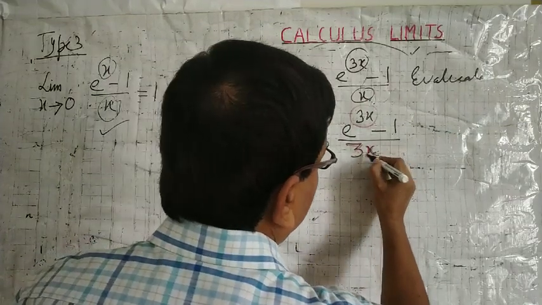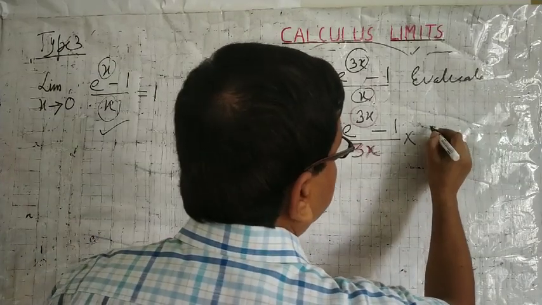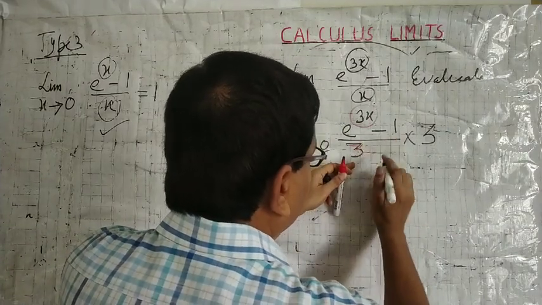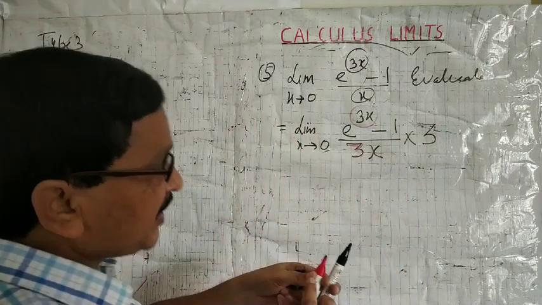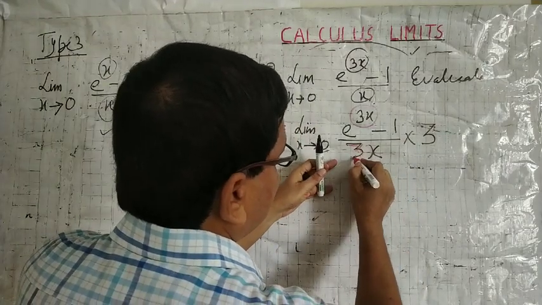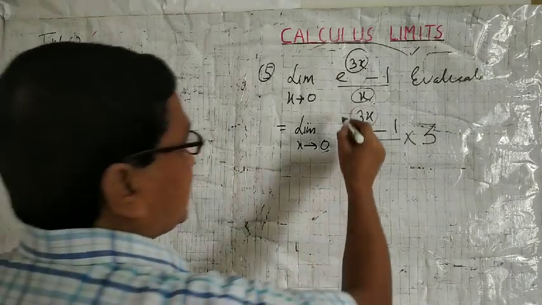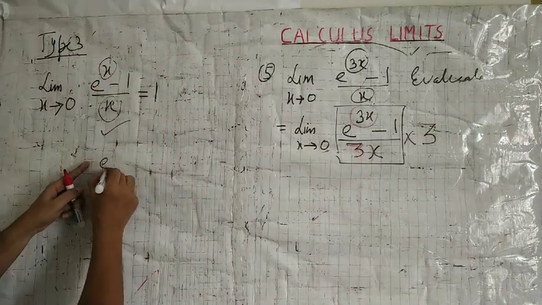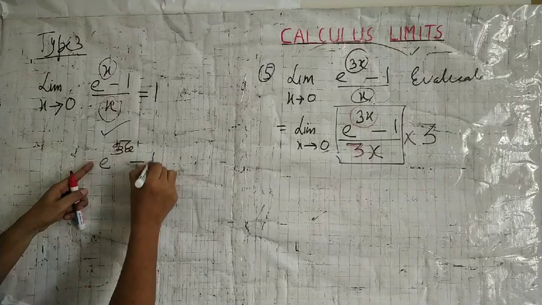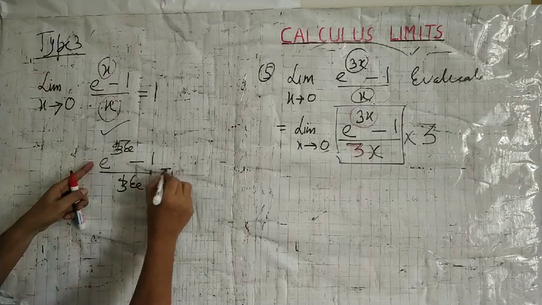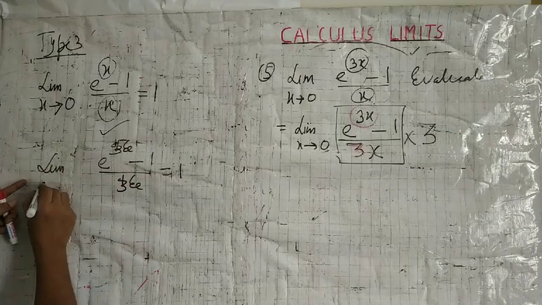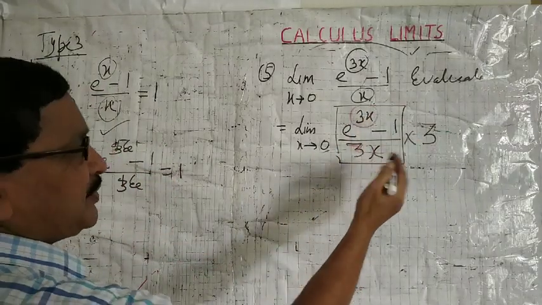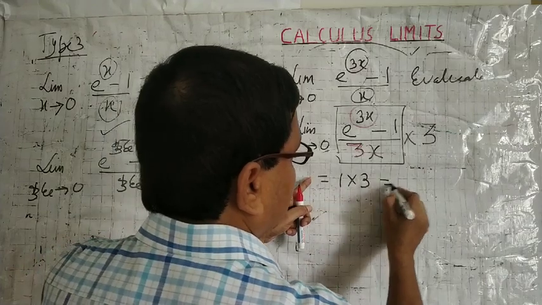So multiply with this 3, you have written an extra 3. This extra 3 has been written by you. So now this whole is 1. Just see, it means in local language e to the power something minus 1 by that something is equal to 1. Limit something tends to 0, e to the power something minus 1 by that something is equal to 1. So this is 1 into 3 is equal to 3, the answer.